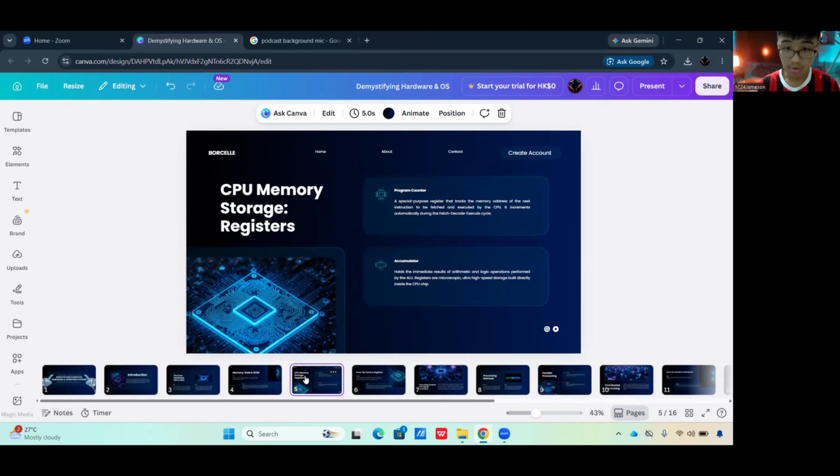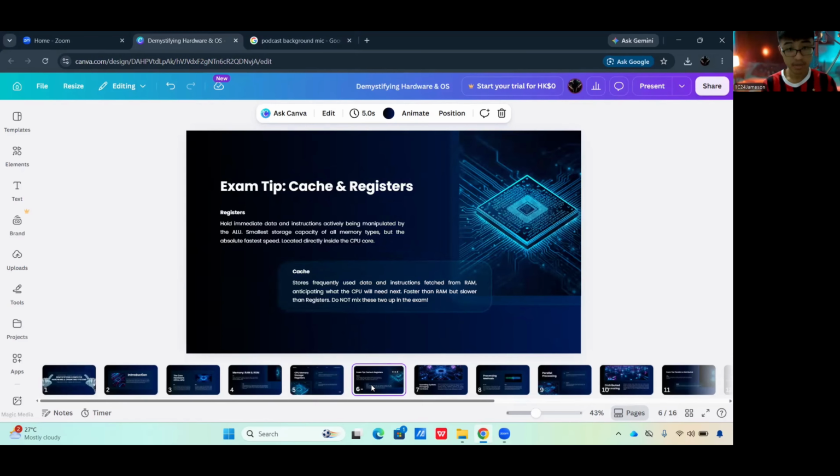Now, CPU memory storage, the registers. We have the program counter, also the PC. It is a register that tracks the memory address of the next instruction to be fetched and executed by the CPU. It increments automatically during the fetch-decode-execute cycle. So how about the accumulator? The accumulator holds the immediate results of the arithmetic and logical operations that are performed by the ALU.